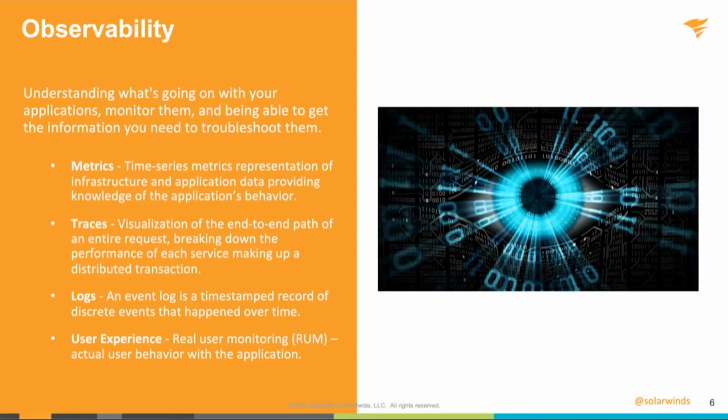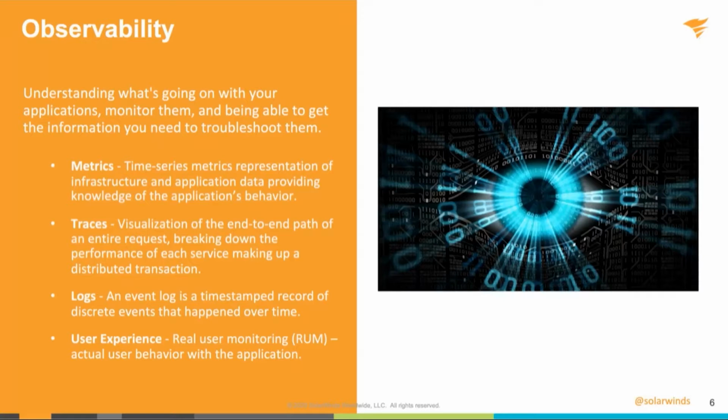And we're going to talk about that with metrics, traces, and logs. But having an understanding of the user's perspective of performance, the user's perspective of availability of an application, if you're really looking for comprehensive observability, you need to combine the outside in, the client side, which is the user experience, with the inside. So metrics, time series metrics, representing infrastructure and application data, providing knowledge of the application's behavior.